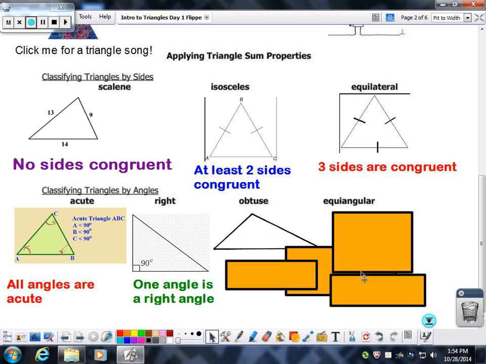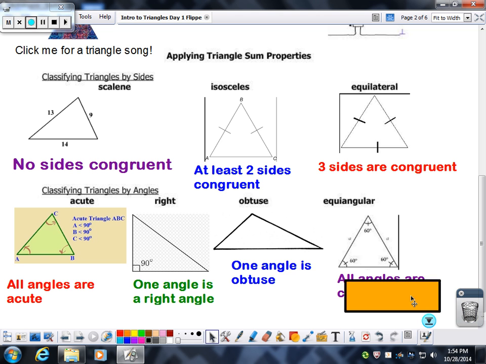An obtuse triangle, which might look like this, is going to have 1 obtuse angle. The other 2 would have to be acute. An equiangular triangle is going to have 3 equal angles or 3 congruent angles. We can classify triangles by both names. For example, you could have a scalene right triangle, which would mean it would have 1 right angle but all 3 sides of different lengths. The only exception is if you have an equilateral triangle, it will always be equiangular. An equiangular triangle will always be equilateral.